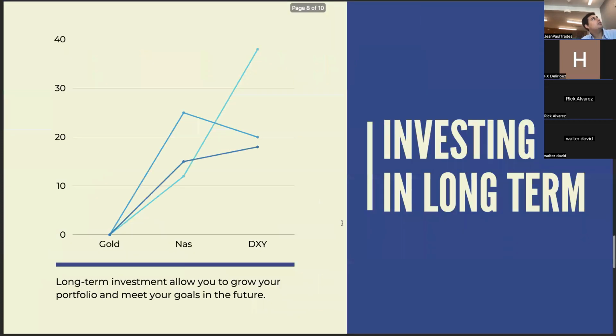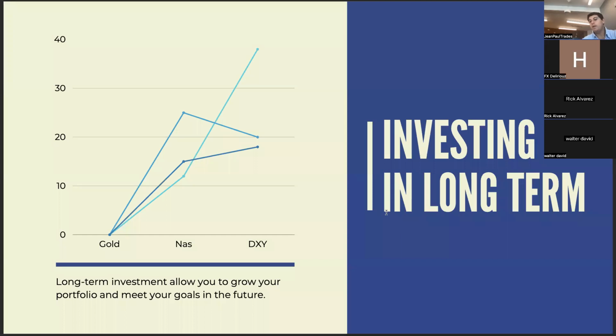So yeah, next slide. Also, guys, you will have to understand this as well. Investing in long term. And what do I mean by that? When you're investing in long term, whether you're entering these trades or not, I put gold, NAS, and the DXY because that's what I trade. It's what I relate to. You can plug in what you relate to there, right? It allows you to also grow your portfolio, which is why I tell people have multiple accounts.